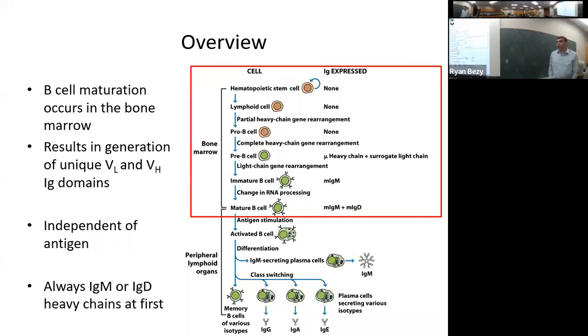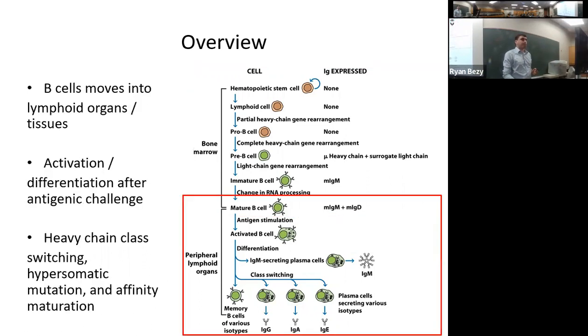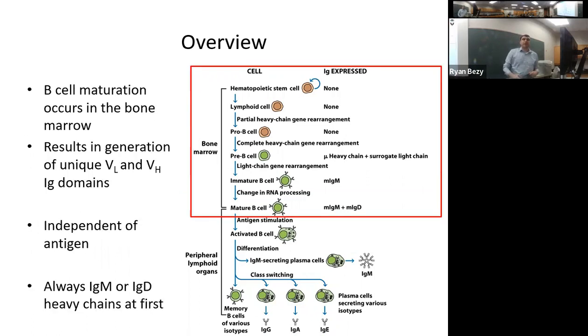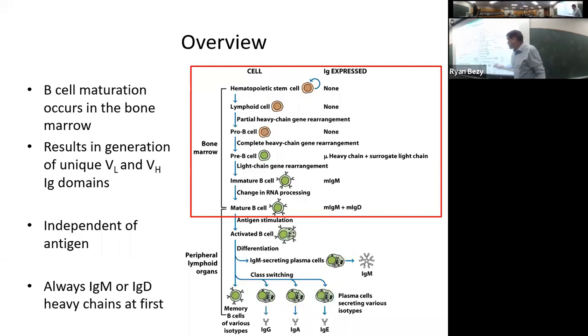And again, remember, we always start off with generating either an IgM or IgD heavy chain first. That's what we're talking about here. You're going to end up at the end with a mature B cell that has membrane-bound versions, membrane IgM or membrane IgD, coming off of its surface. Okay, now that's what we're going to start focusing on a lot of this. Tomorrow, we're probably going to start focusing on some of these.